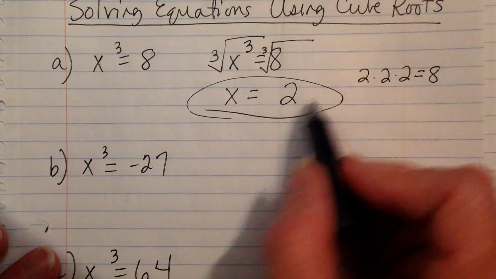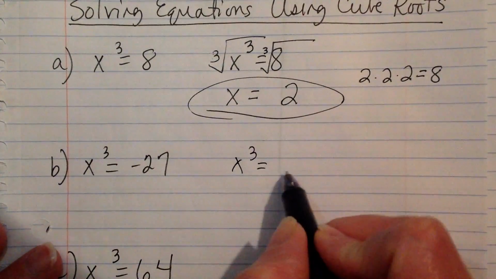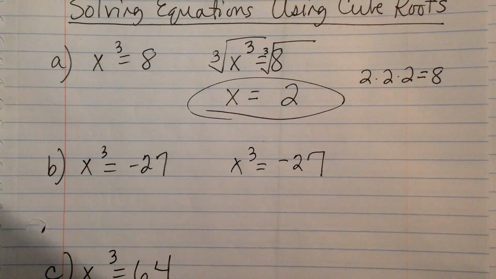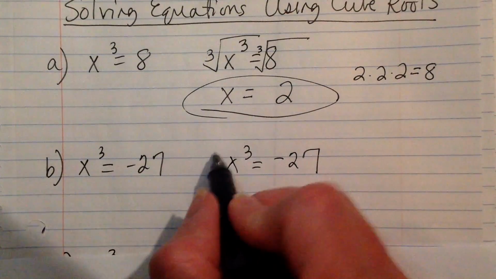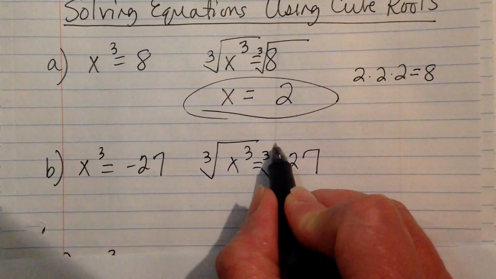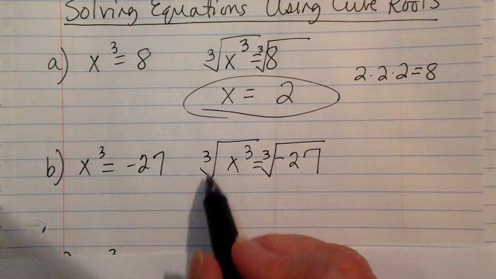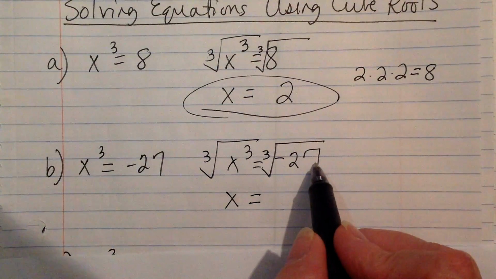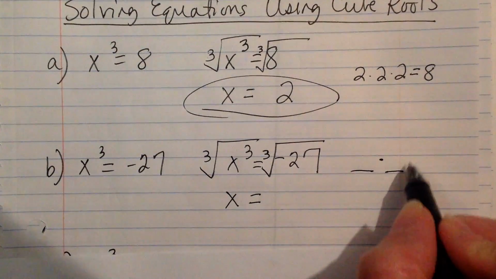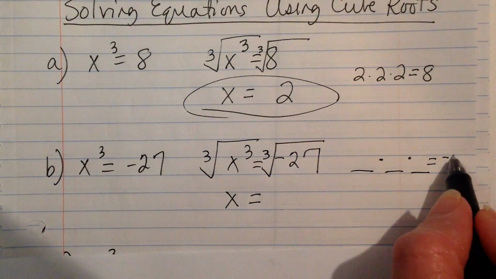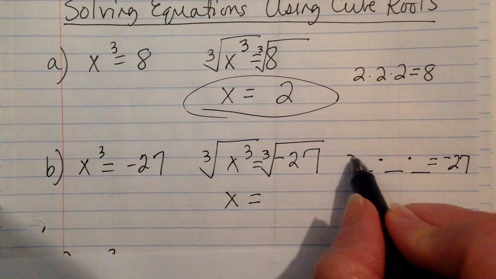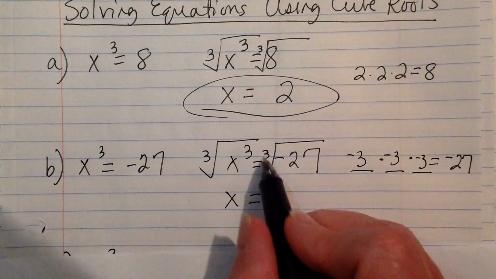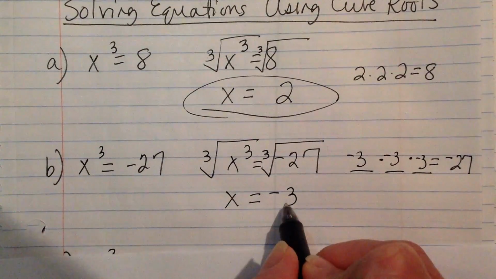The next example, x cubed equals negative 27. To solve this equation, we must take the cube root of each side. The cube root of x cubed is x equals the cube root of negative 27. I'm asking you what number times itself 3 times gives you negative 27. Well, it's negative 3 times negative 3 times negative 3 gives you negative 27. Therefore, the cube root of negative 27 is negative 3.